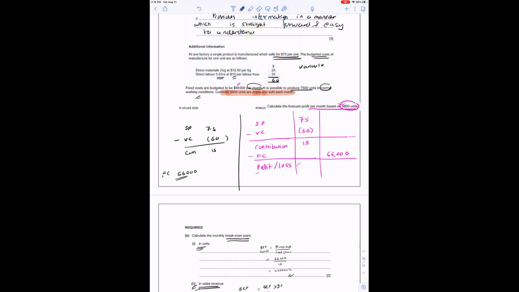Your sales would be 4,35,000. Your variable cost would be 3,48,000. Your contribution would be, minus it, you will get 87,000. Fixed cost is 66,000. So what is your forecast profit? Your forecast profit is 21,000.